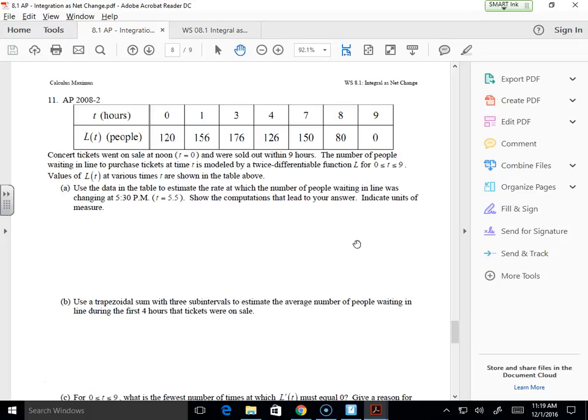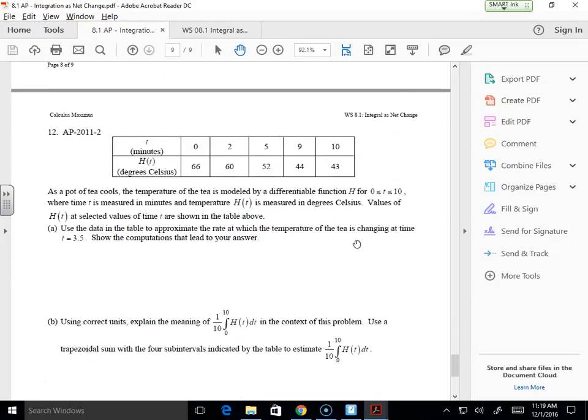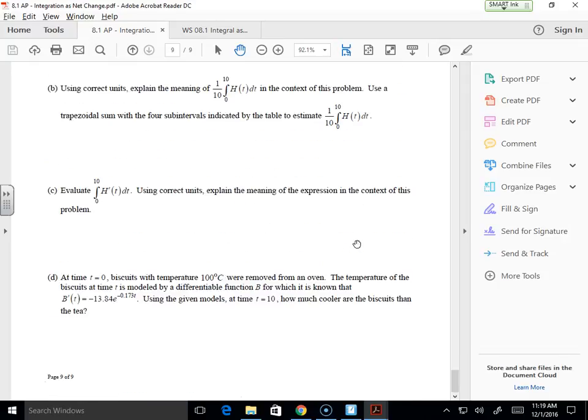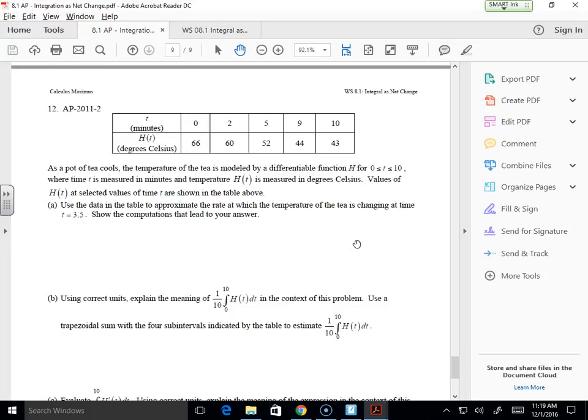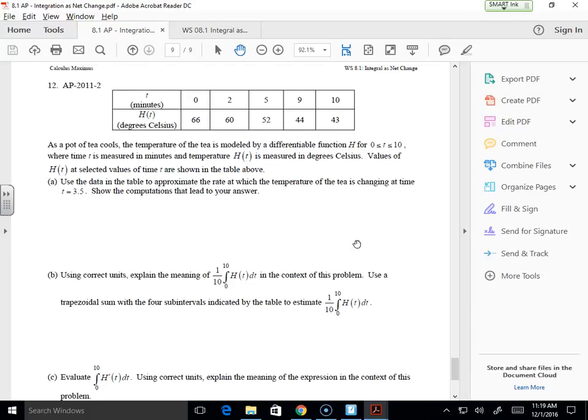11D, do we need? Okay. 12, C? Evaluate 0 to, oh, not C. Do we need something from 12? All of it.